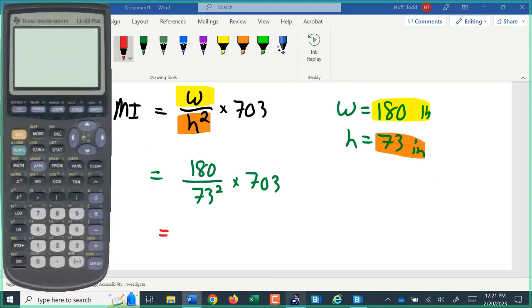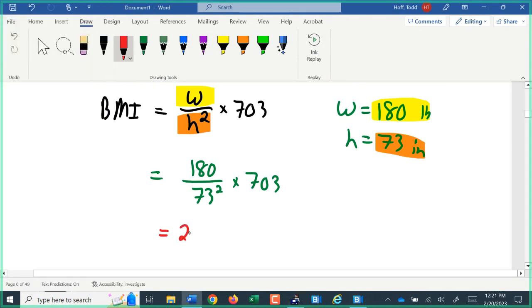Because we're down to 30 seconds left, I'll do it on the calculator. 180 divided by 73 squared times 703. And we get a body mass index of 23.75.